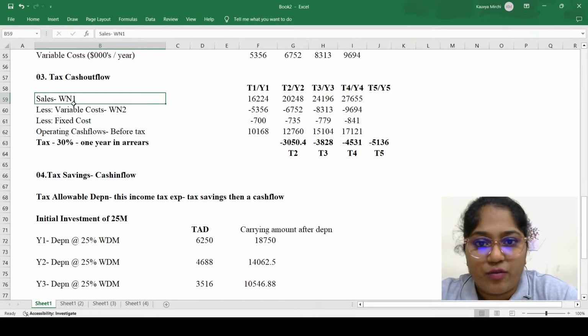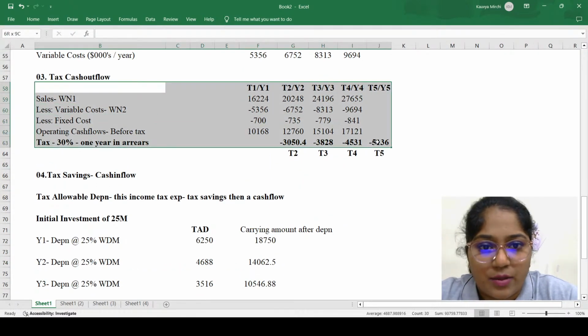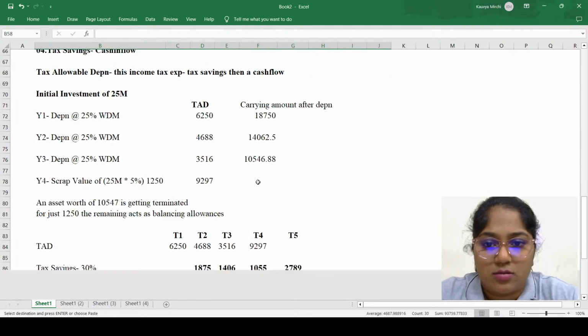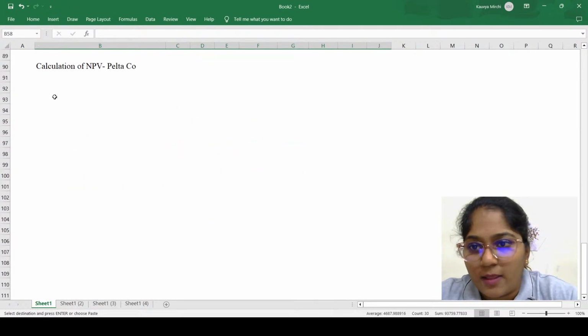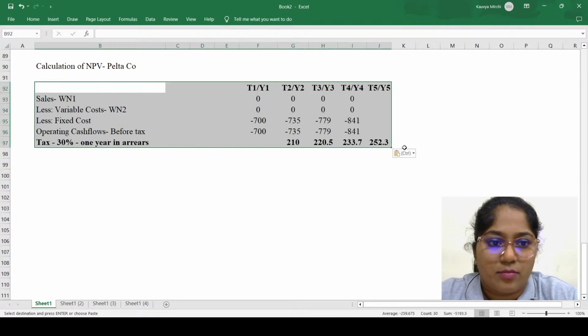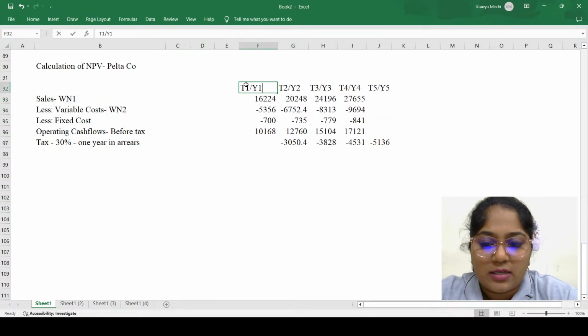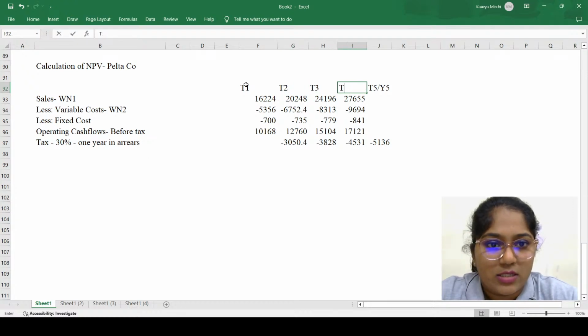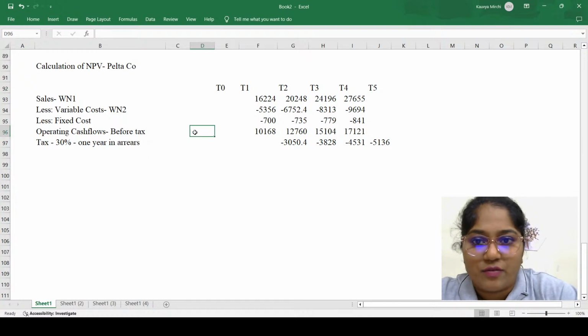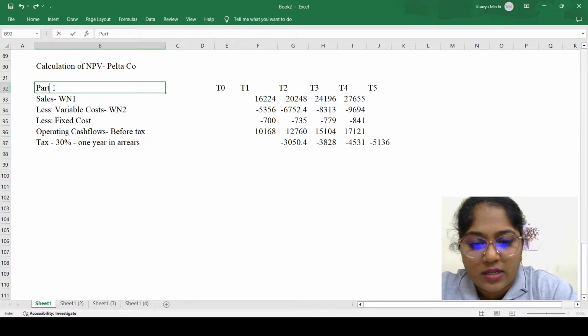Go to tax cash outflow. That's where you're bringing in. Okay. Just paste the values. Okay. So I'm writing it T1, T2, T3, T4, and T5 for our understanding. I also am gonna write T0 if I'm gonna have any kind of investment. So write this as particulars.